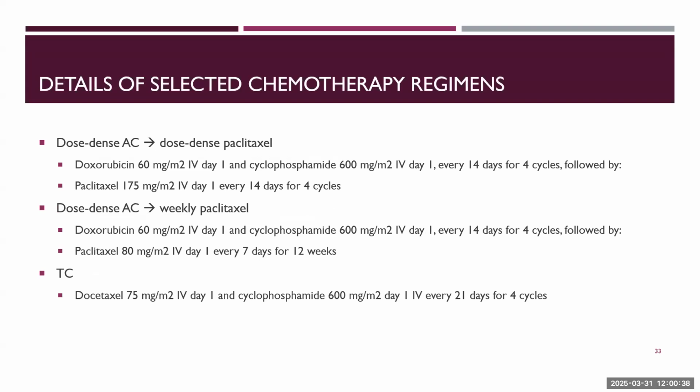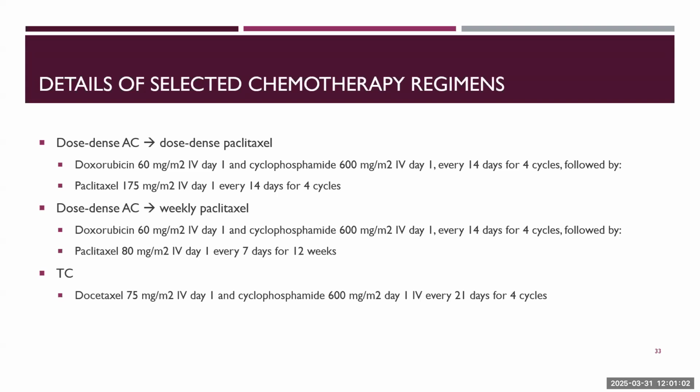So to just give you an idea of what these chemotherapy regimens might look like, we have dose dense AC. You might be wondering what dose dense means. This just means we're giving them closer together, every 2 weeks instead of every 3 weeks. There's been a lot of research and data to support that giving them closer together provides better outcomes for patients.